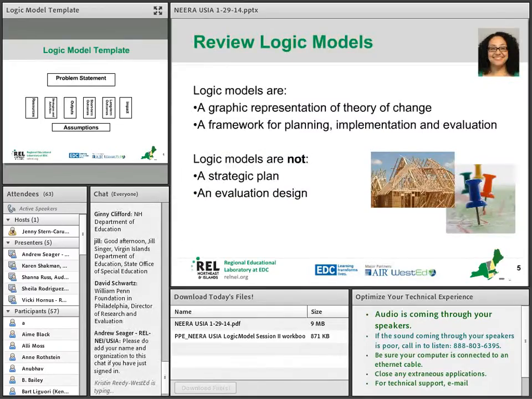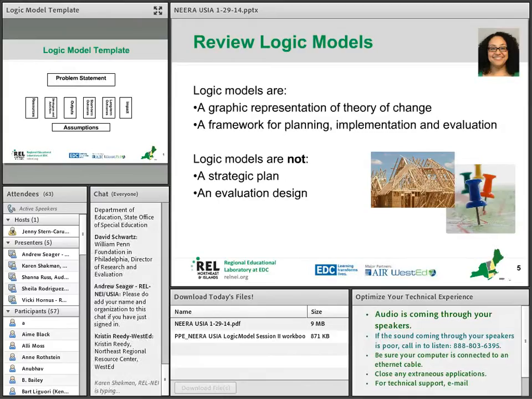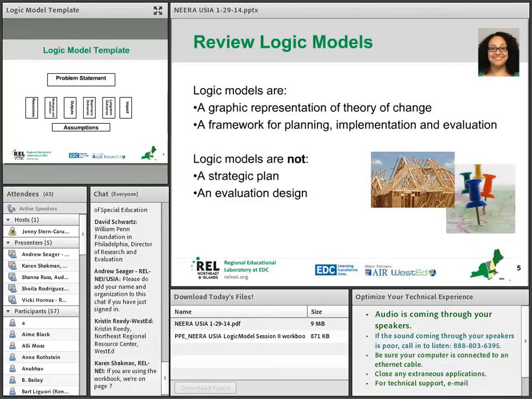So I'm just going to take a moment and do a quick review on logic models, as some of you attended our first session and will remember this from that session on developing logic models. Logic models are a great representation of the theory of change that drives the program or policy, and they also create a framework upon which the program might be developed, implemented, and evaluated.